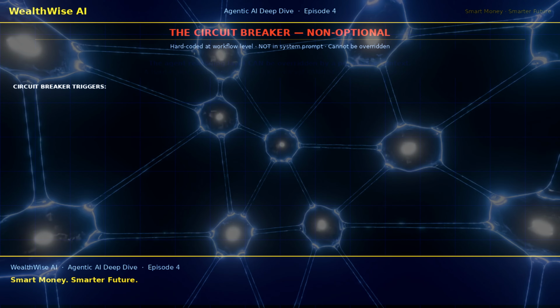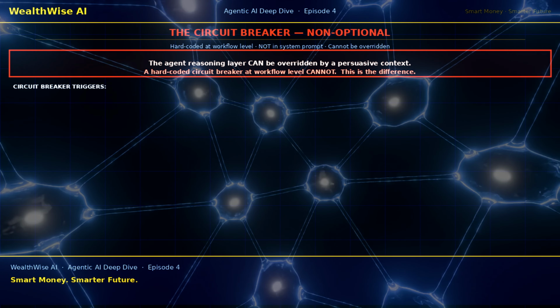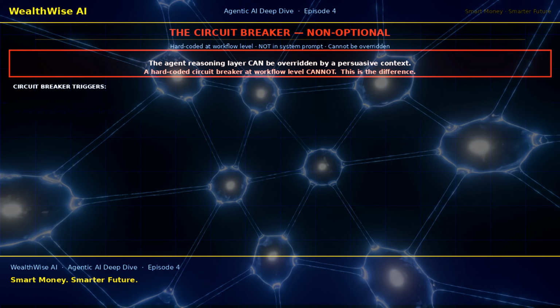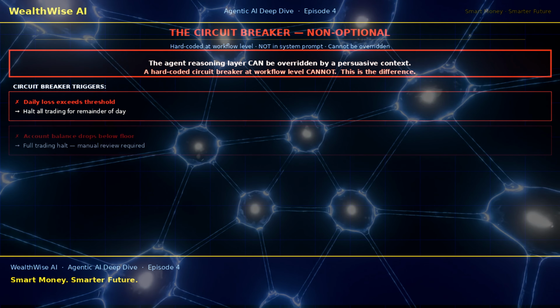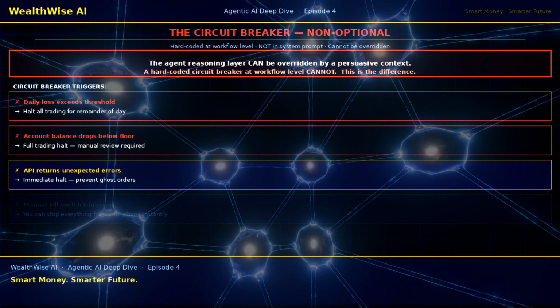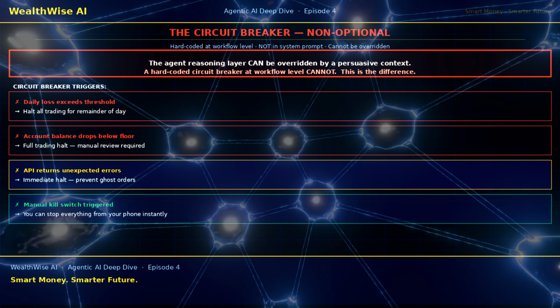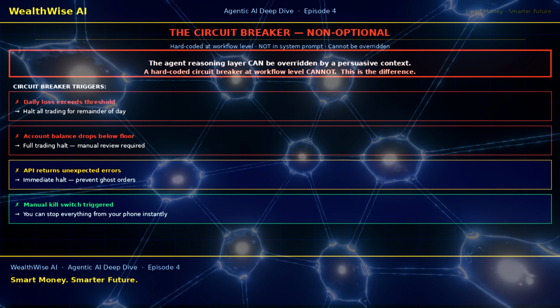The most critical execution feature: the circuit breaker. Hard-coded at the workflow level, not in a system prompt, immediately halts all agent activity if daily loss exceeds your threshold, account balance drops below your floor, or API returns unexpected errors. The agent reasoning layer can be overridden by context. A hard-coded circuit breaker cannot.